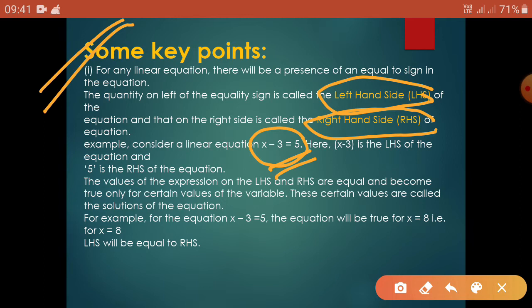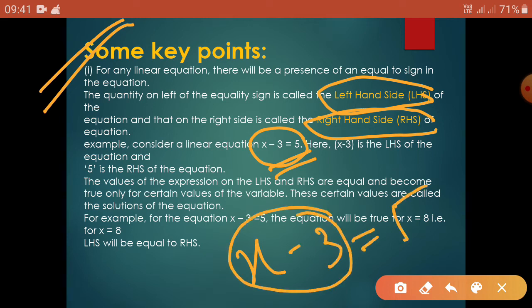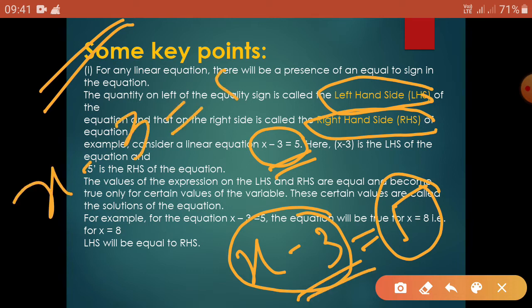Okay, so if we are considering a linear equation that is x minus 3 equal to 5. Here x minus 3 is the left hand side of the equation and 5 is the right hand side of the equation. The values of the expression on the left hand side and right hand side are equal and become true only for certain values of the variable. These certain values are called the solution of the equation. Got it? So for this example, x minus 3 equal to 5.